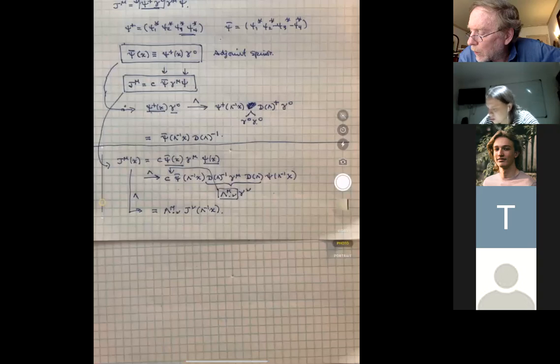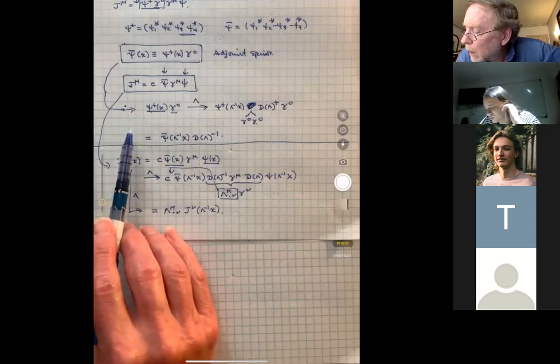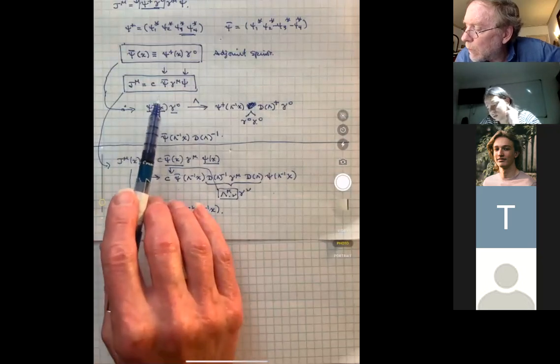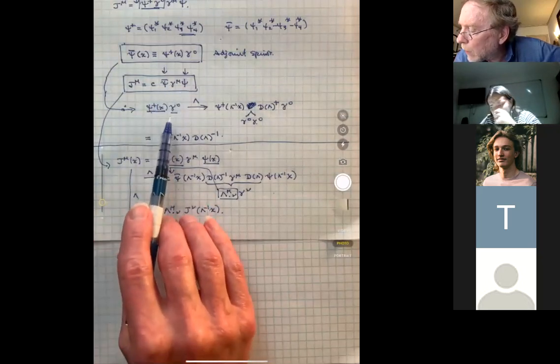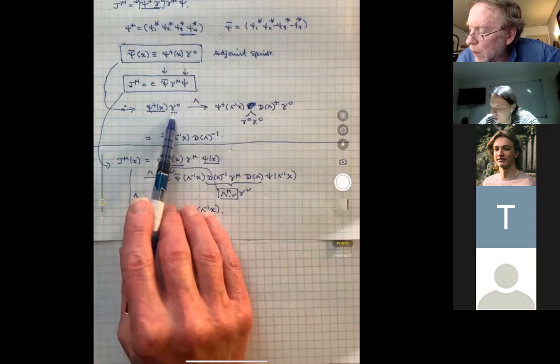Which gamma zero are you referring to? Because, let's see, where did I do it? Right here. I did it right here. Yeah, because gamma zero is just a constant matrix.